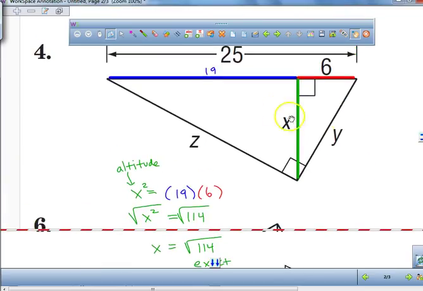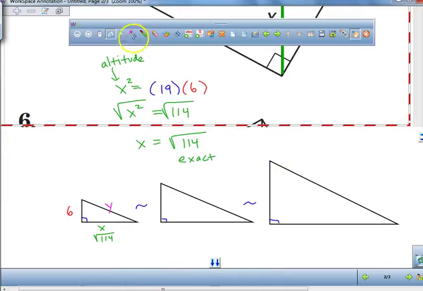All right, next thing I'm going to do is look at the medium triangle. Right here, what's the shortest side of this triangle that I'm tracing? What's the shortest side? Very good. So the shortest side is x. So watch what I'm going to do. Right here, I'm going to put x right there, which is the same as saying what? The square root of 114.